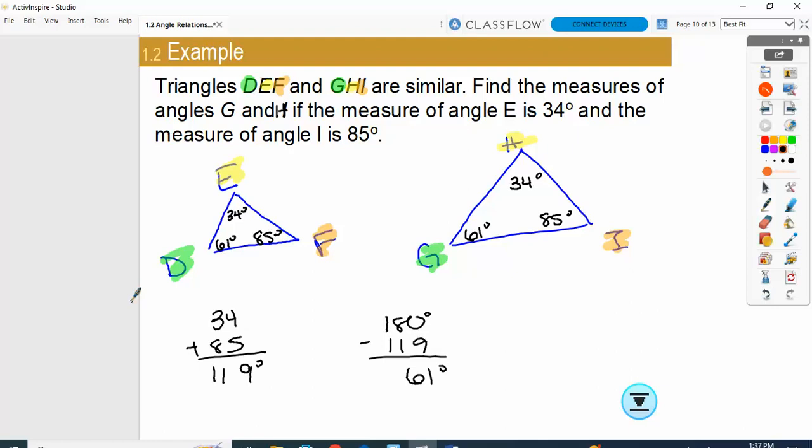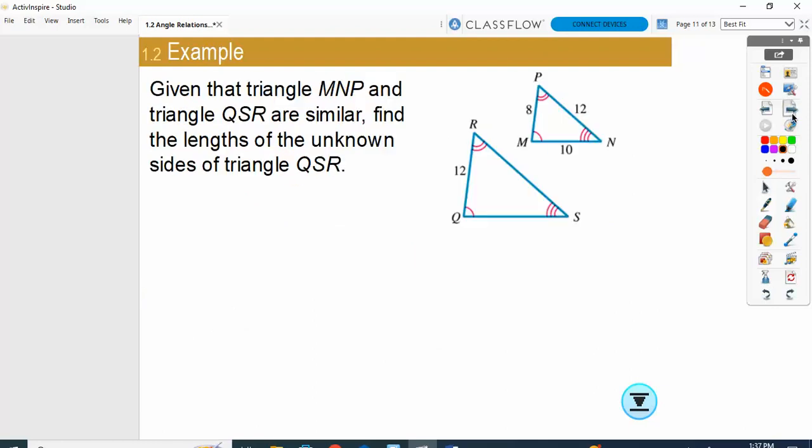Let's solve for something involving a side. So I'm going to give you a picture this time. I'm telling you that these are similar triangles. We have to find the lengths of the unknown sides.